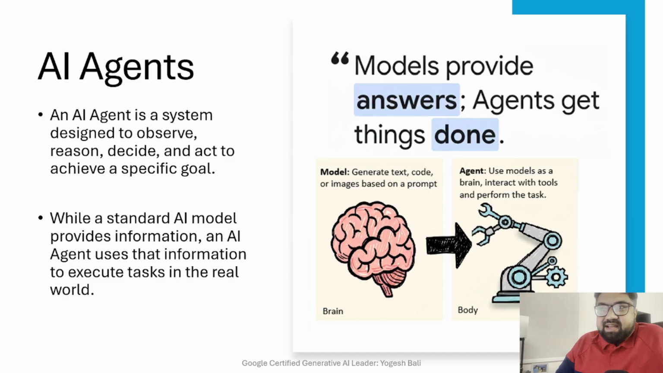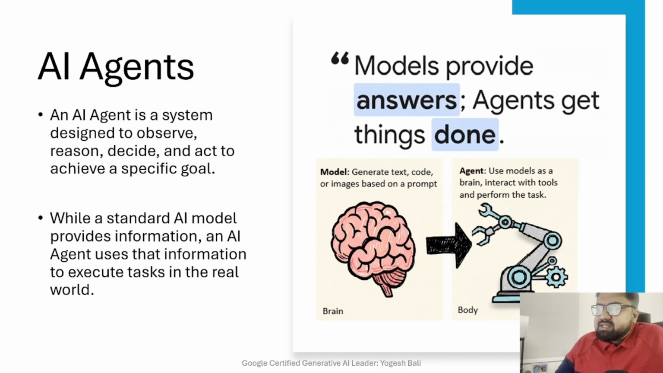Google also offers AI agents. Let's see what AI agents are. An AI agent is a system designed to observe, reason, decide, and act to achieve a specific goal. That means they are goal-oriented. AI models provide answers, whereas agents get things done.